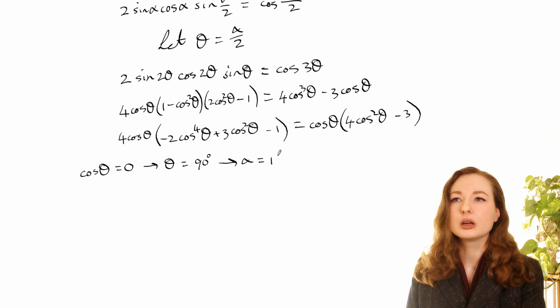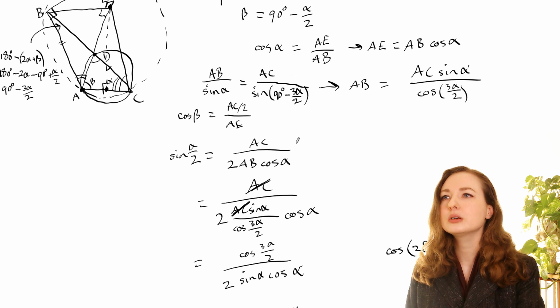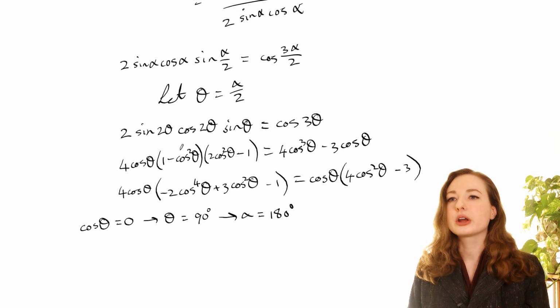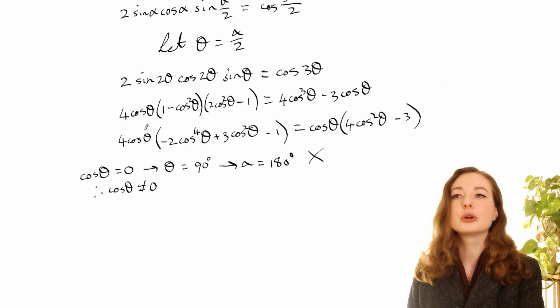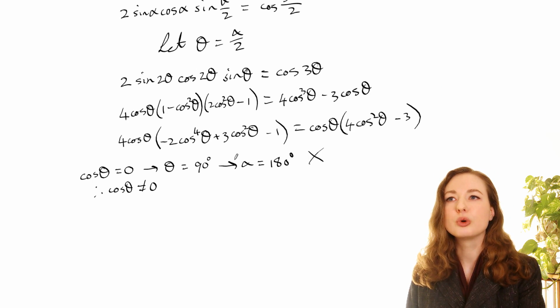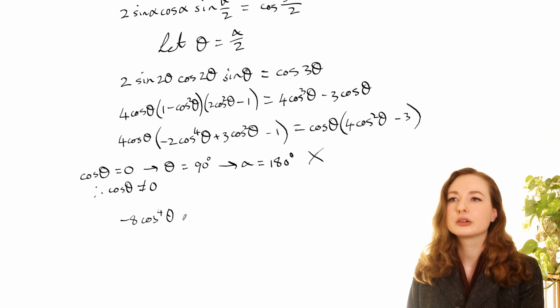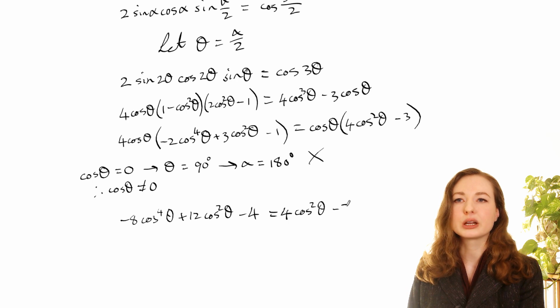Alpha would be 180. So that's obviously not possible, because alpha is that angle in the triangle. So that's not going to happen. So we can say that's impossible. Therefore, cos theta is not equal to 0, which means that we can cancel this off both sides. And let's expand the 4 in there. So we get negative 8 cos to the 4th theta plus 12 cos squared theta minus 4 equals 4 cos squared theta minus 3.